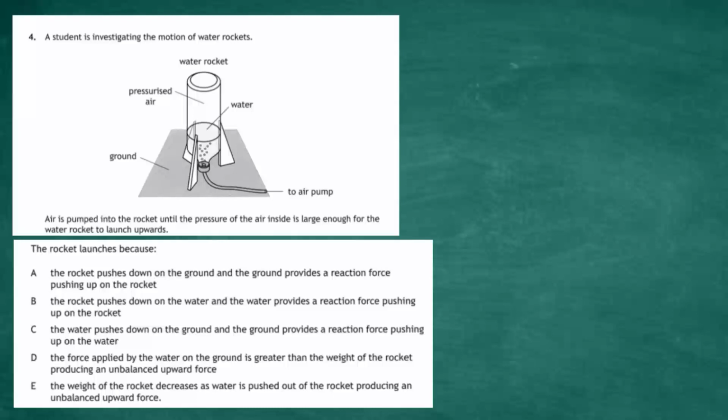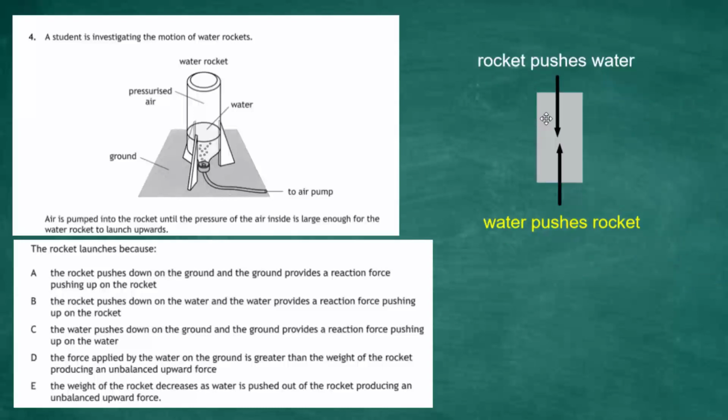Now, the rocket launches because of what reasons? You're getting a lot of sentences there, but the key thing to remember is that if you have an action force, you're going to have a reaction force, commonly called a Newton pair. So a simplified diagram of what's happening looks like this. The rocket will push the water downwards, and the water will push the rocket back upwards. There's the two equal and opposite reaction forces, a Newton pair.